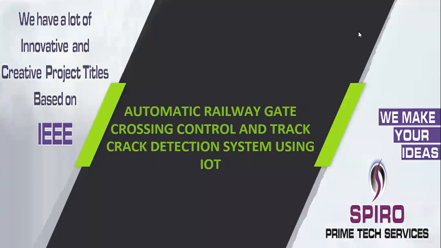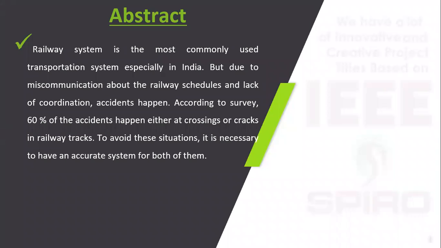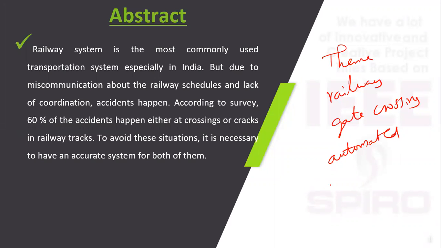Project code IOT 11. Project title: Automatic Railway Gate Crossing Control and Track Crack Detection System using IoT. So, the main theme of the project: we are going to develop an automated railway gate crossing system and also a crack detection system.